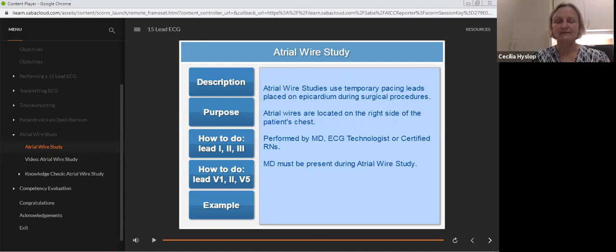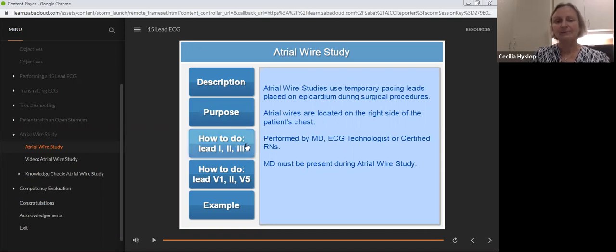So if the patient is having atrial arrhythmias and you can't consistently see the P wave, then we're going to clip either the limb leads or the V1 and V5 onto the atrial pacing wire that comes out. In a sternal incision, the standard way when we have pacing wires, the one on the right of the sternum is the atrial wire, the one on the left of the sternum is the ventricular wire. So we're going to hook them up to the atrial wire, and we'll show you in a little video.